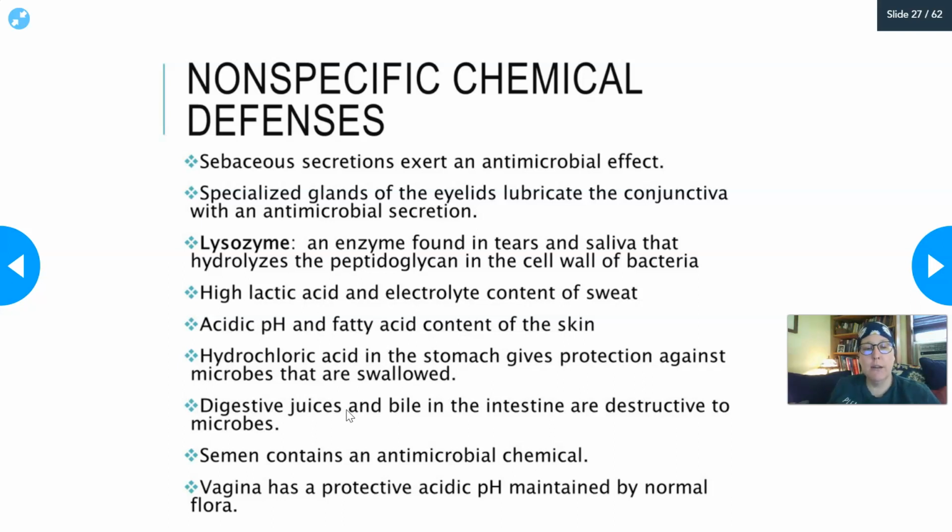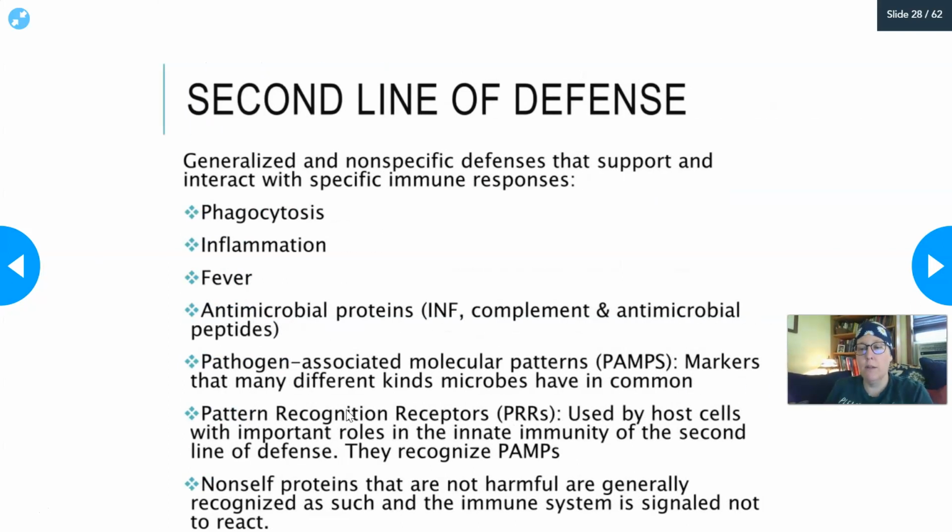Acidic pH and fatty acid content of skin. You have hydrochloric acid in the stomach that gives protection against the microbes that are swallowed. You have digestive juices and bile in the intestine that are destructive to microbes. Semen has antimicrobial chemicals, and the vagina has a protective acidic pH maintained by normal flora. So those are all non-specific chemical defenses. Everybody's got them, right? It doesn't matter what comes in. That's part of what's there to help you.